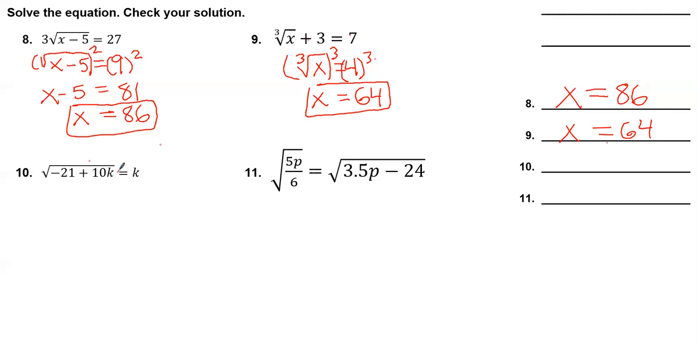Okay, this next one's a little bit different. When we were squaring both sides on number 8, we squared the side with the square root, and the opposite side of the equation was a number. So when we squared that, it's just 81. The thing is, on this one, if I square both sides of this, the right side is a variable.